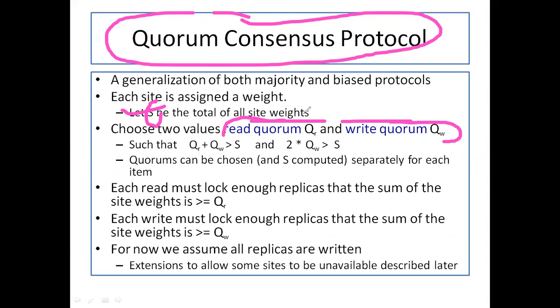And now read quorum is QR, write quorum is QW. Concentrate: QR plus QW will be greater than S, and 2 into QW is greater than S.